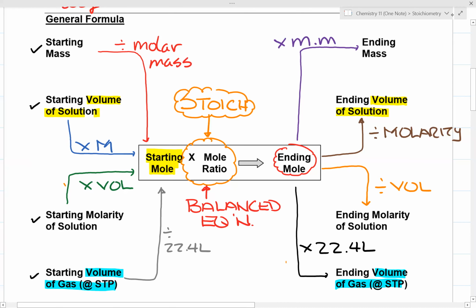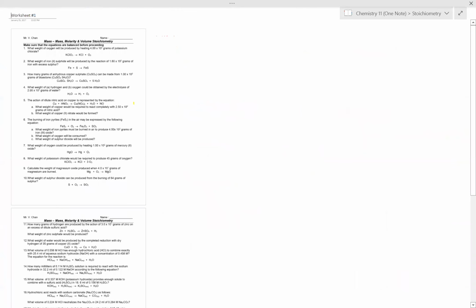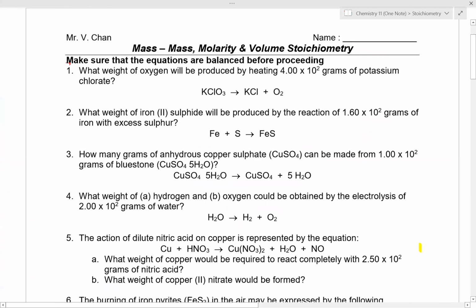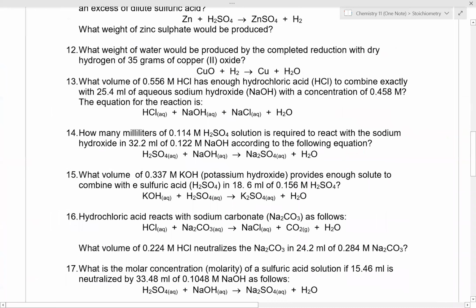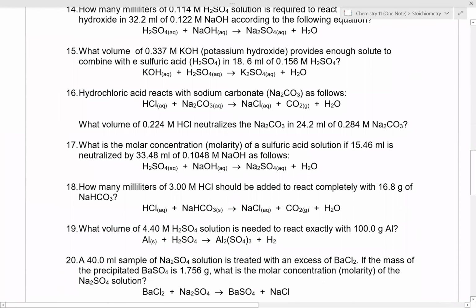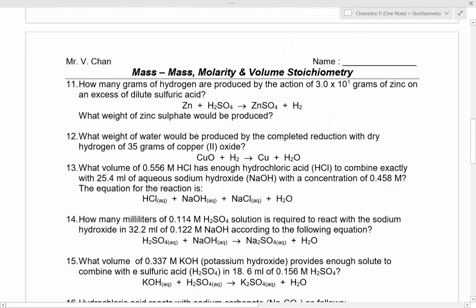So what I'm going to ask you to do is take a look at the worksheet that you have in your package. I'm going to try question number 1, and then I'm going to jump down to number 19 at the end. Okay, so let's do question number 1.